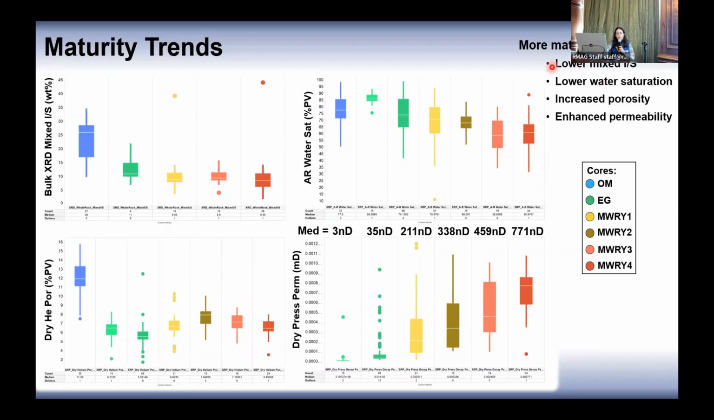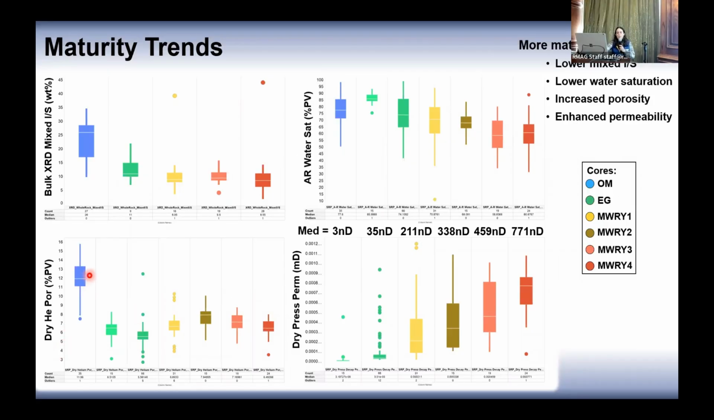What you'll notice is that the more mature cores have lower mixed illite smectite. That's not a surprise, that's been documented in plenty of papers. But the water saturation dramatically decreases. You're starting from something around 80 or 85 and going down to around 65. So dramatically better oil saturations as you increase your thermal maturity.